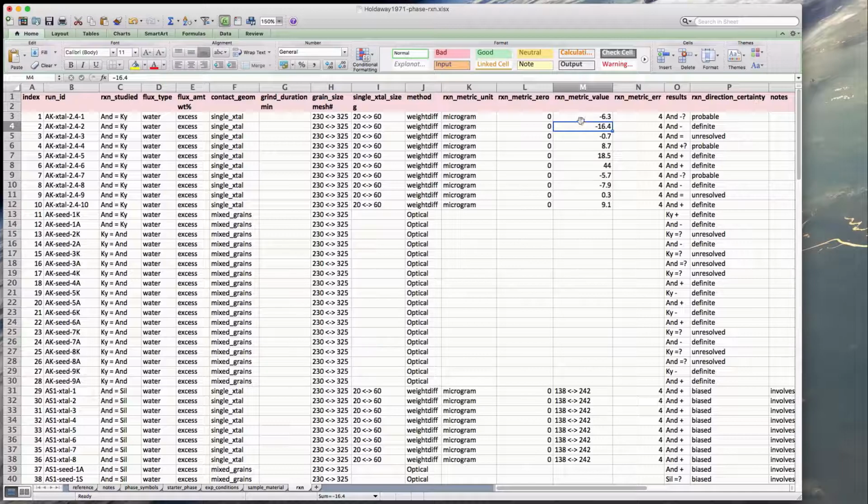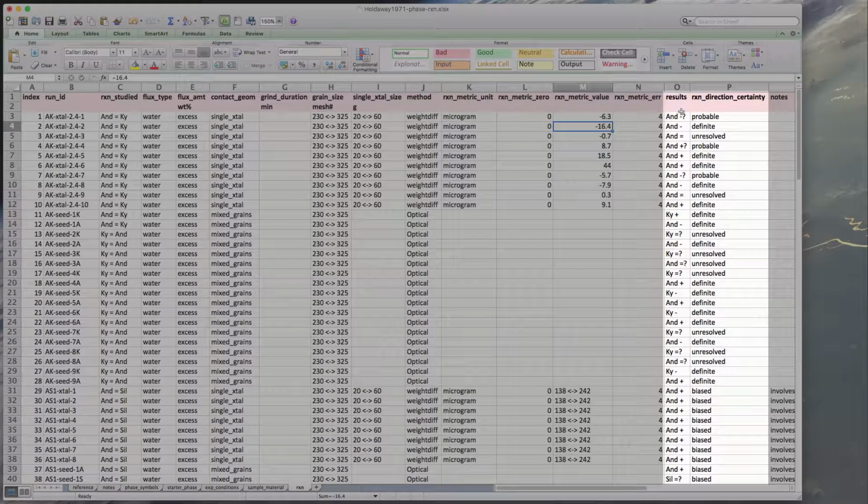Based on the sign of the reaction metric value column, we can therefore assess what the results of the reaction are. Another typical method is the optical method, in which they use the petrographic microscope to simply observe the textures or the sizes of the grains to determine whether grains were growing or shrinking, and therefore inferring the reaction direction. In this case, because this is a qualitative metric, there is no data appearing in any of the reaction metric columns. Finally, you need to report the results and, if relevant, the reaction direction certainty.